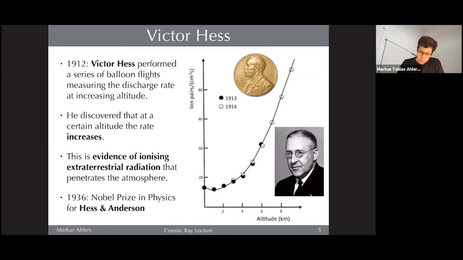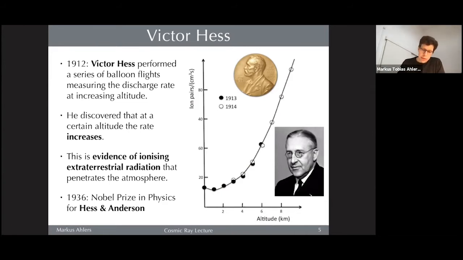If you go up to a height of about 1 kilometer above ground, you see that the discharge rate decreases, but then as you go to higher and higher altitudes, you see that the discharge is actually increasing. And this was the discovery of ionizing radiation, which is not terrestrial, but actually extraterrestrial. And this is the type of radiation that was later then called by Millikan cosmic rays.